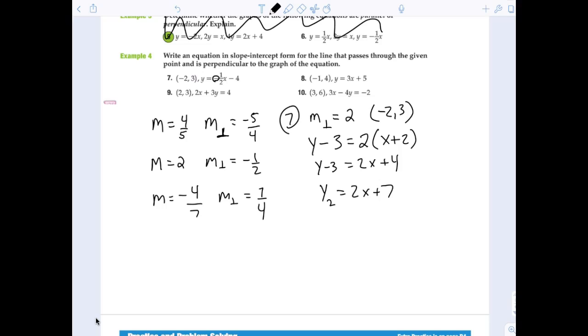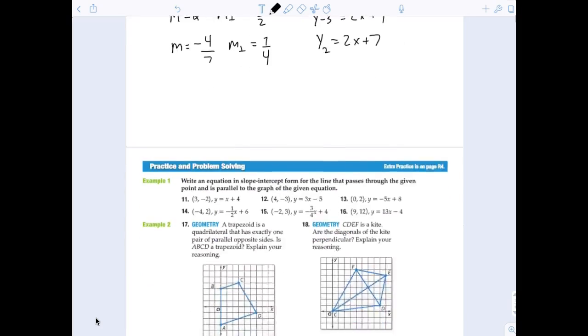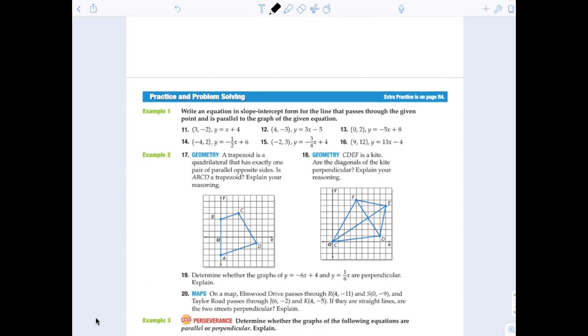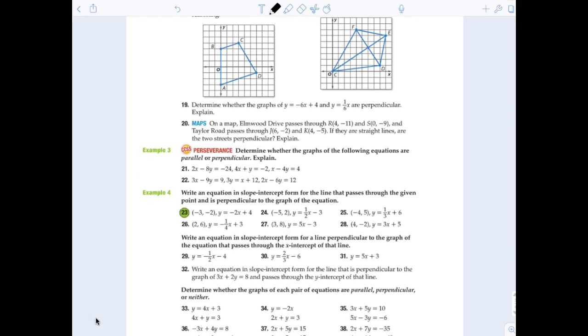So here's what I'm asking you to do tonight. Not all the work, because I told you, just let me change things up. I'd like for you to go down and do 11, 13, and 15. And then I would like for you to do the perpendicular odds, 23, 25, and 27. You're writing those equations. Everybody hear me? You're writing those equations.